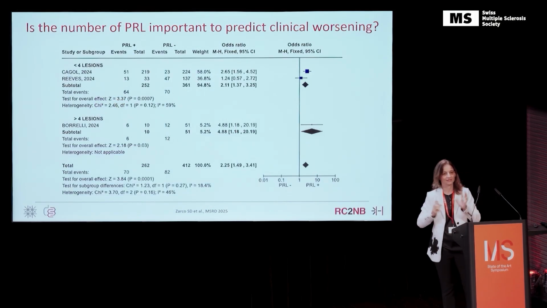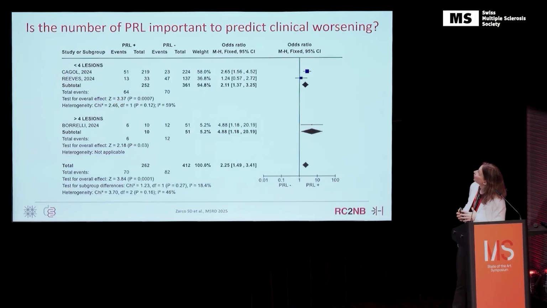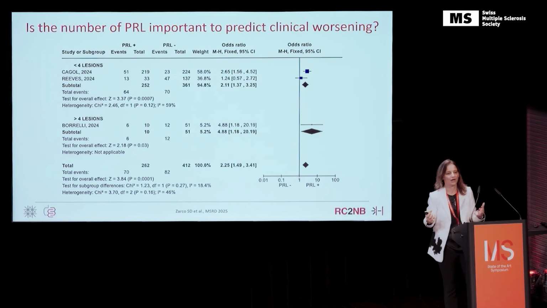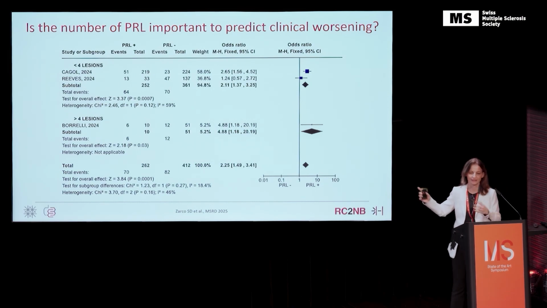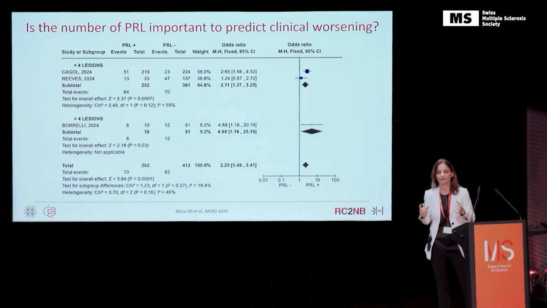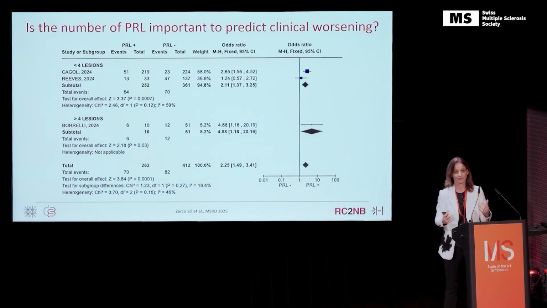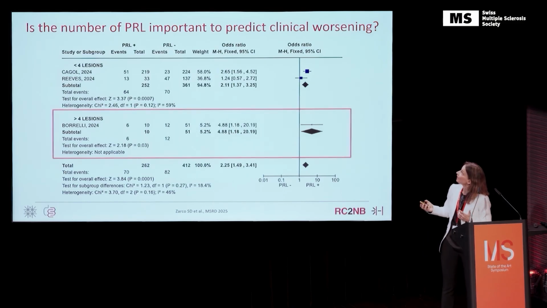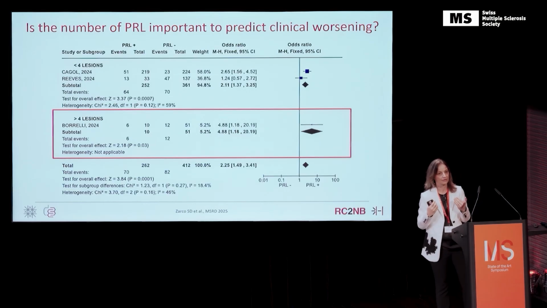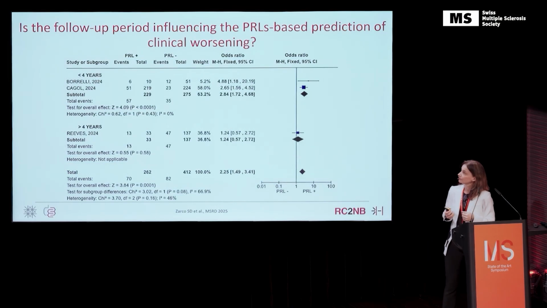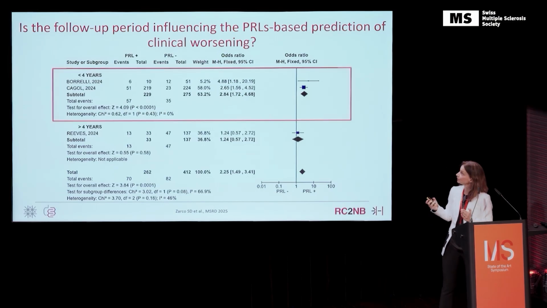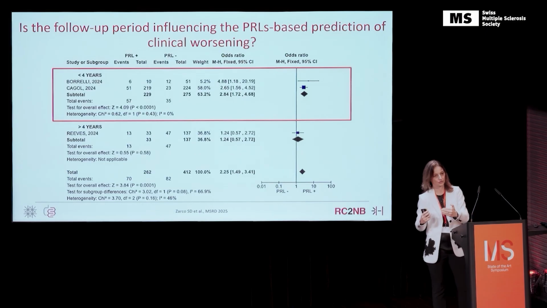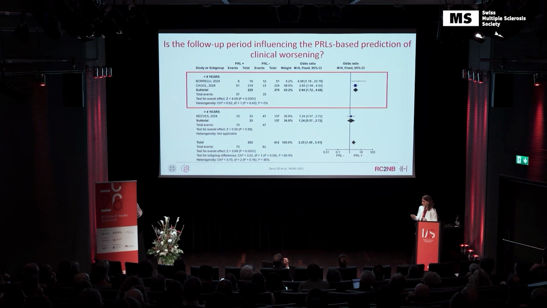And then, of course, people are discussing what is the best threshold, how many PRLs do we need to have to say this patient will progress. This is a meta-analysis. It's not perfect. They tried to put together studies that have been published with different results. Some people say 1, some people say 2, the majority say 4. And indeed, the more you have, the more it's predicting of clinical worsening. And the second factor which is influencing is the follow-up period. And it seems that if you have a shorter follow-up period, there is a higher relationship with clinical worsening than in a longer follow-up, which is also interesting.